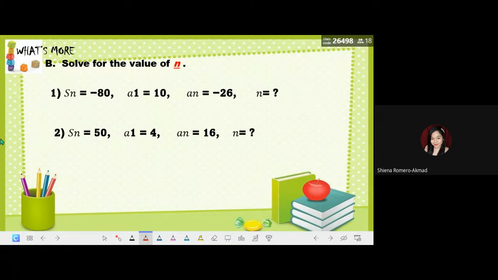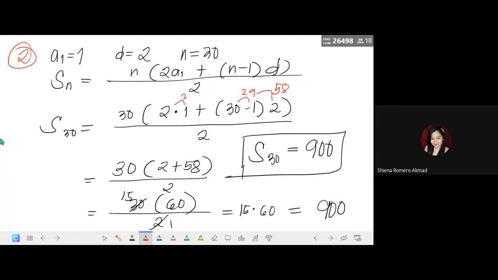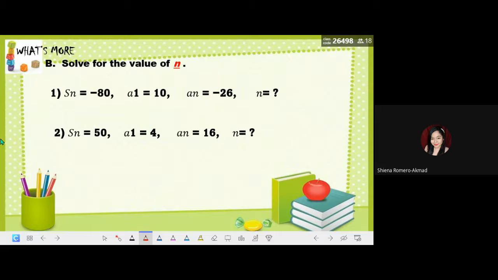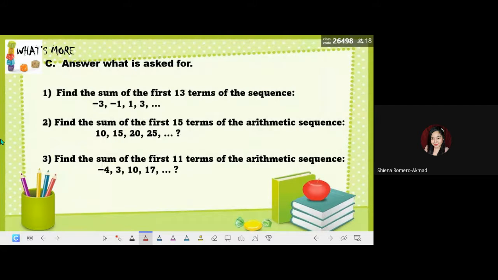Susunod naman, parang gusto ko magbigay ng ganito tapos mag-solve kayo. Pero gusto ko sa Jamboard. Hanap nga tayo dito. Ito. So, ang gawin natin, magsasagot kayo sa Jamboard. Try nyo lang muna bago ko explain yung susunod na mga examples. Sana lang di ako mag-lag.